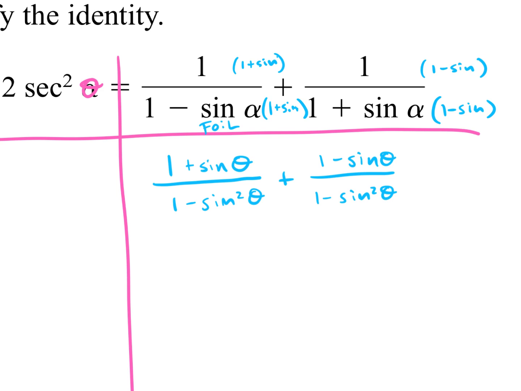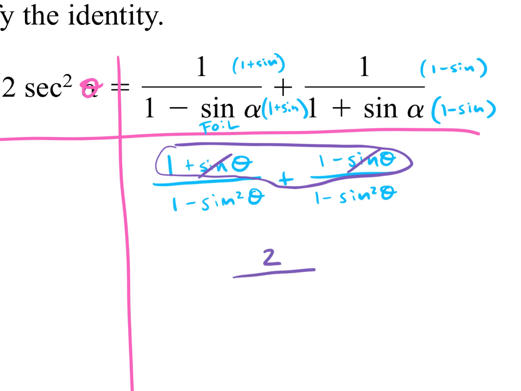Now that my denominators are the same, I can combine them. So I'm just going to add the numerators together and keep my denominator the same. What happens when I add the numerators? What do I get? 2. Because the signs cancel. Sine minus sine cancels out, and I still have that 1 plus 1. So I'm left with a 2 on the top, and on the bottom, I have 1 minus sine squared.